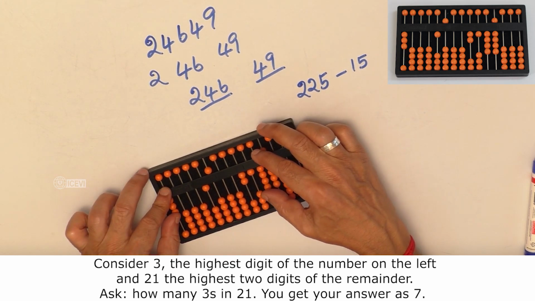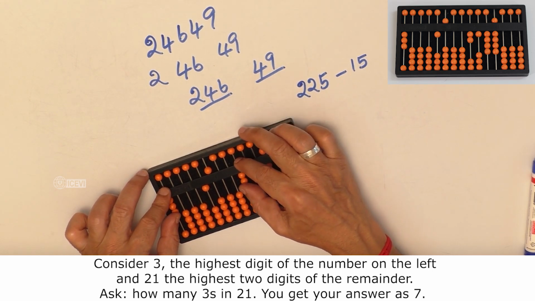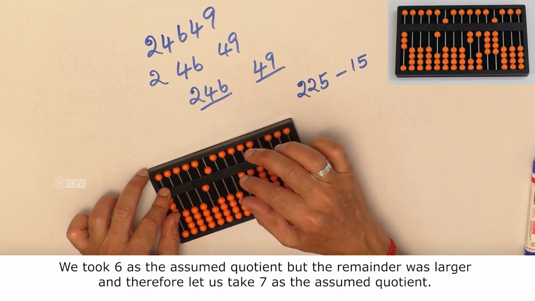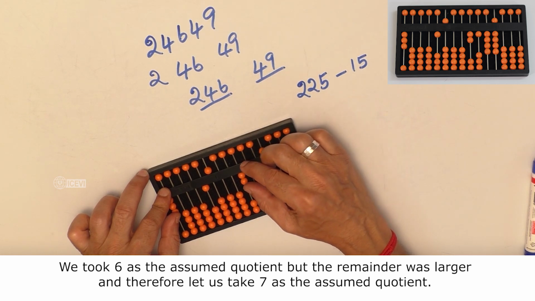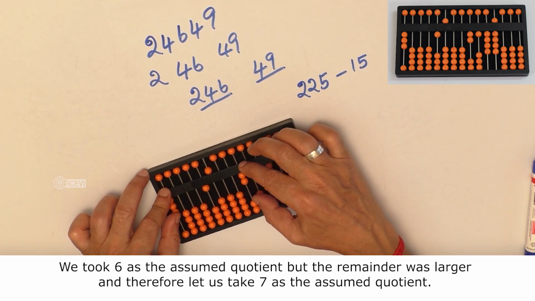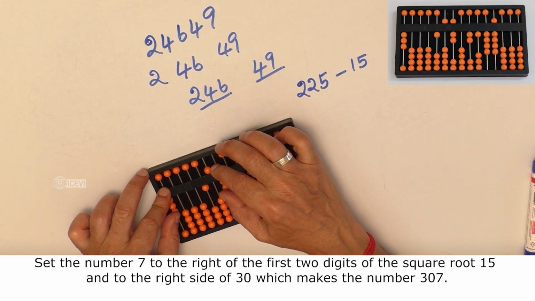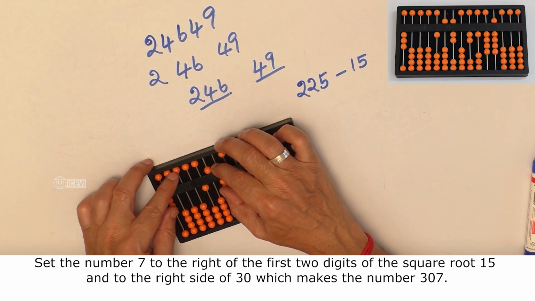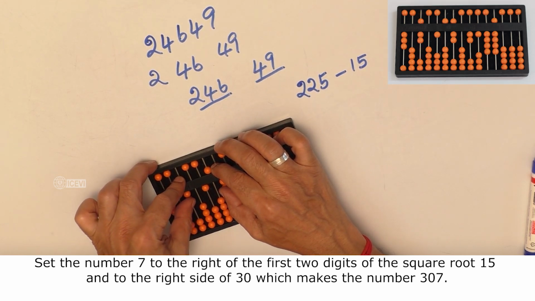Consider 3, the highest digit of the number on the left, and 21, the highest two digits of the remainder. Ask how many 3's in 21. You get the answer as 7. We took 6 as the assumed quotient, but the remainder was larger, and therefore let us take 7 as the assumed quotient now. Set the number 7 to the right of the first two digits of the square root 15 and to the right of 30, which makes the number 307.